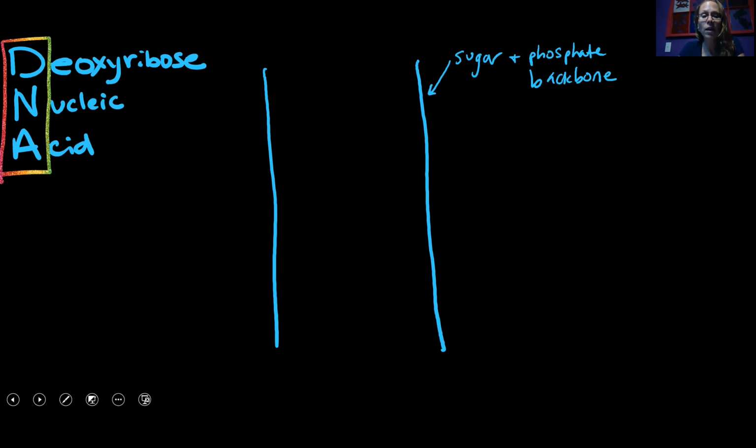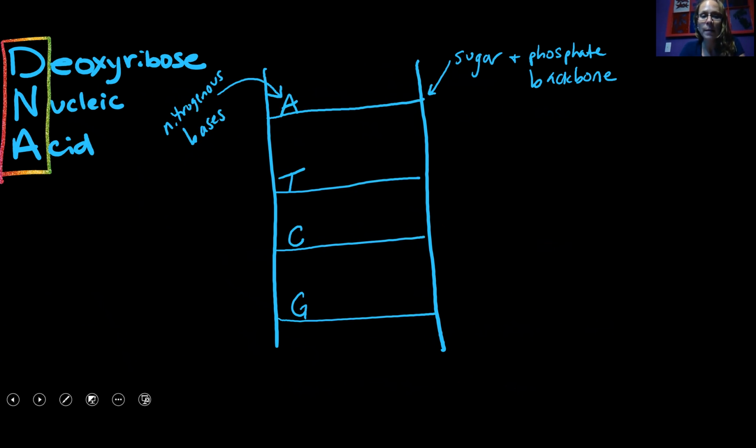So remember that our deoxyribose nucleic acid is a double-stranded structure, and we're going to see that the backbone of this molecule consists of a 5-carbon sugar and a phosphate molecule. So we can describe it as a sugar-phosphate backbone. And then connecting the two sides together, you have nitrogenous bases. We have 4 possible bases. These are typically abbreviated with the first letter. So we are seeing here adenine, thymine, cytosine, and guanine.